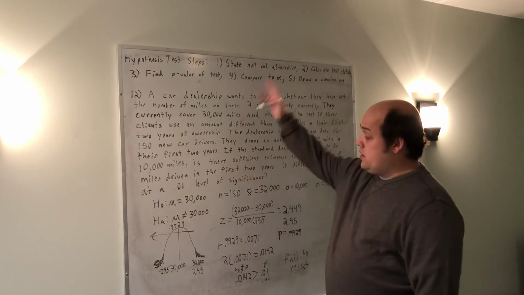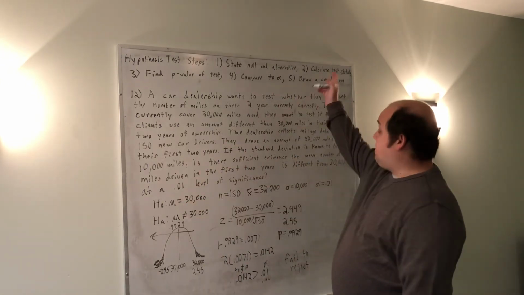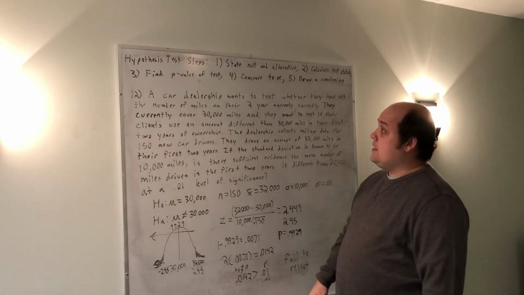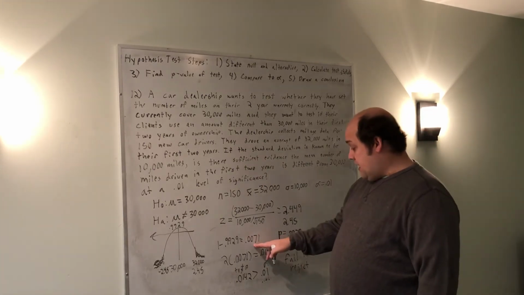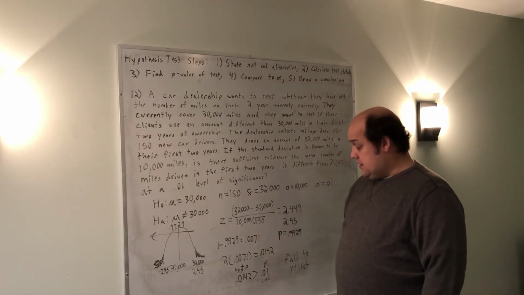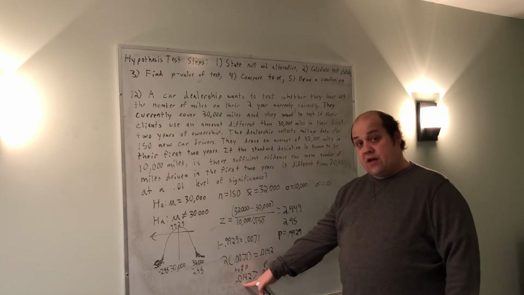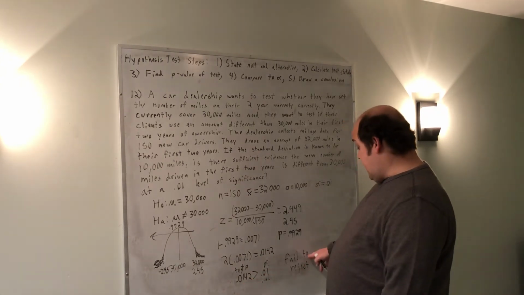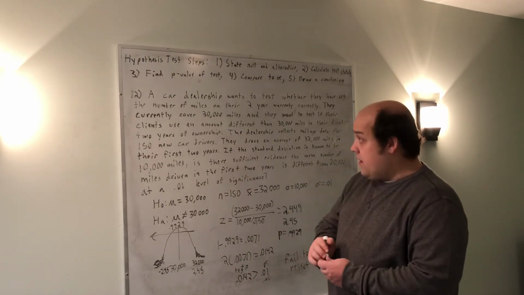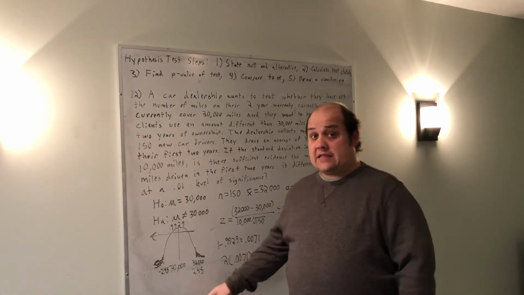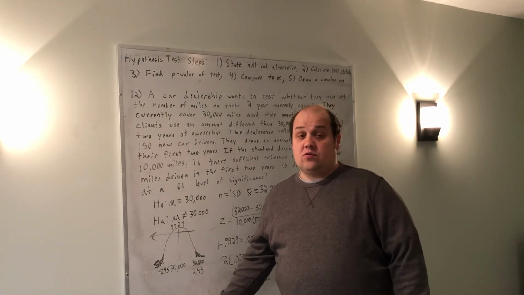So step 1, null and alternative. Step 2, calculate test statistic. Step 3, find the p-value of the test. Step 4, compare that p-value of the test to alpha. Step 5, draw a conclusion. Whenever we're drawing a conclusion for my class, the conclusions are either reject the null or fail to reject.